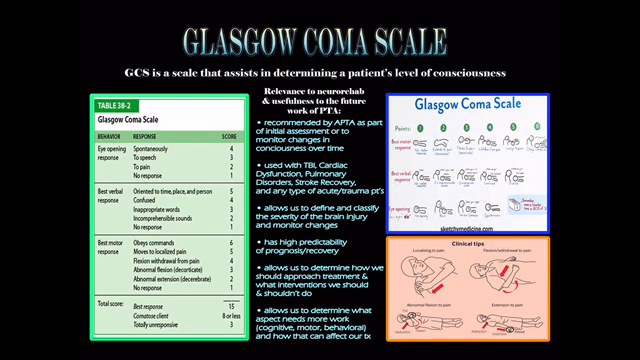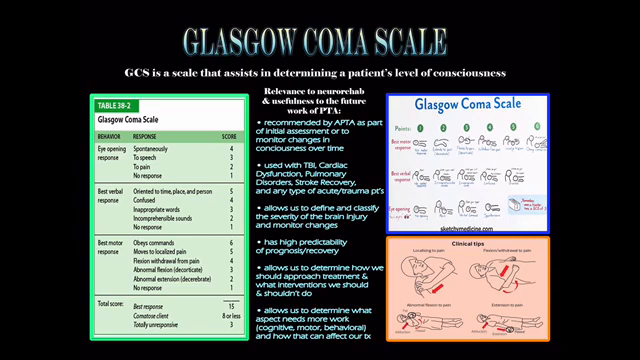A 5 would mean they move to localized pain, and that means that wherever you apply the pressure, they would go towards that spot, like in the picture in the orange where it says localizing to pain. They're applying a trap pinch and they're going to the pain instead of reacting in a generalized way. A 6 would mean that they obey commands, so you can verbally tell them, hey, can you raise your arm, and they would be able to raise it.